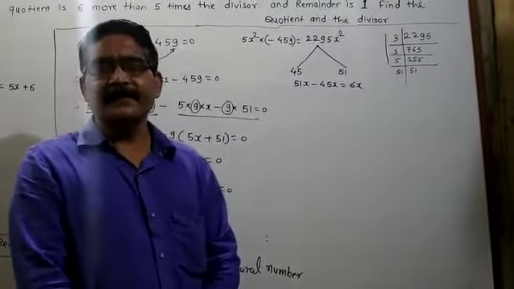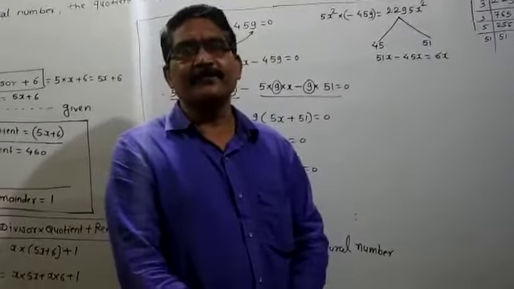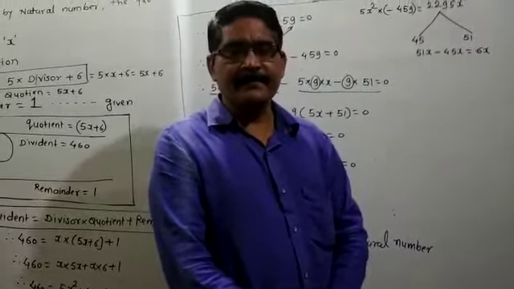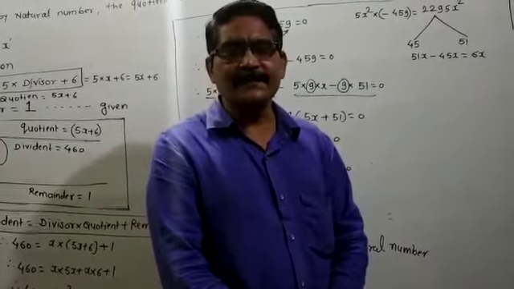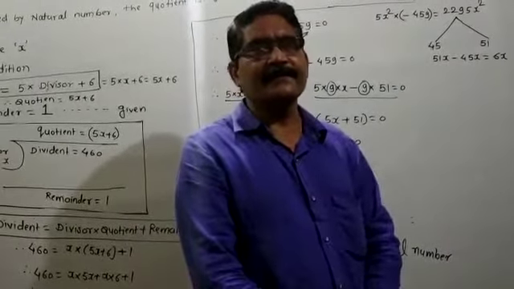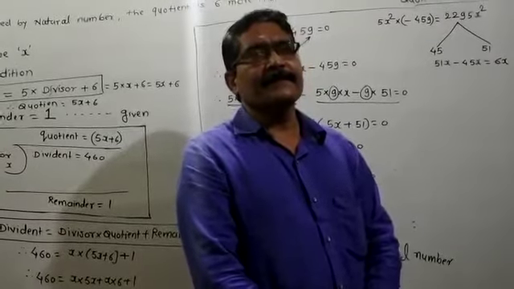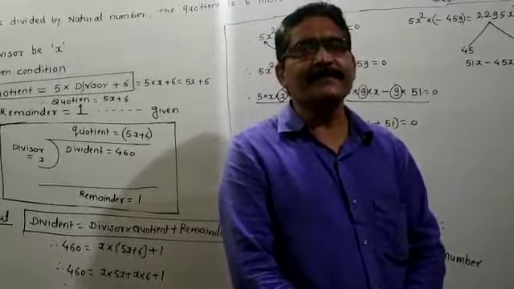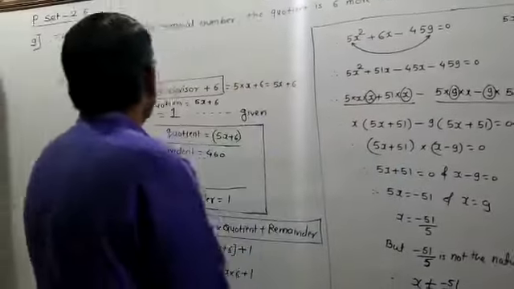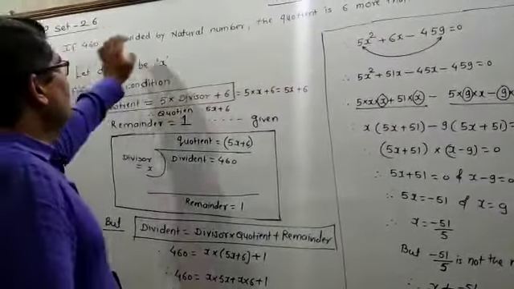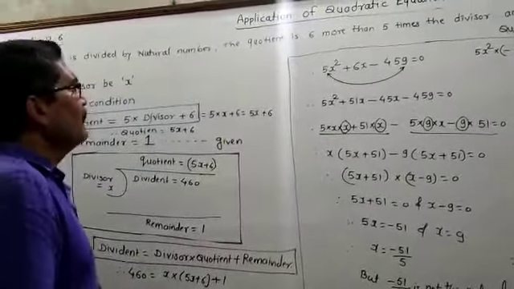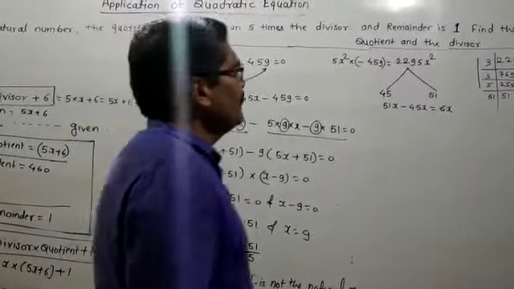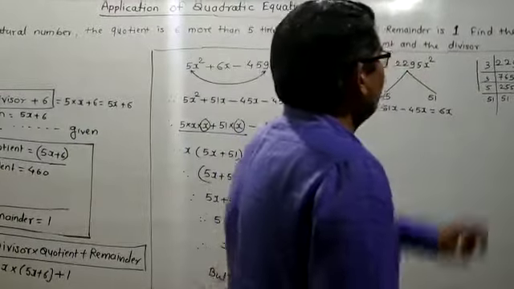In the lower standard, you know the meaning of quotient, dividend, divisor and remainder. So you have to implement all these things in the problem and frame the quadratic equation. Whatever the given conditions, you have to read them and according to that consider the value of x. Here, 460 is divided by a natural number. The quotient is 6 more than 5 times the divisor and the remainder is 1. Find the quotient and the divisor.